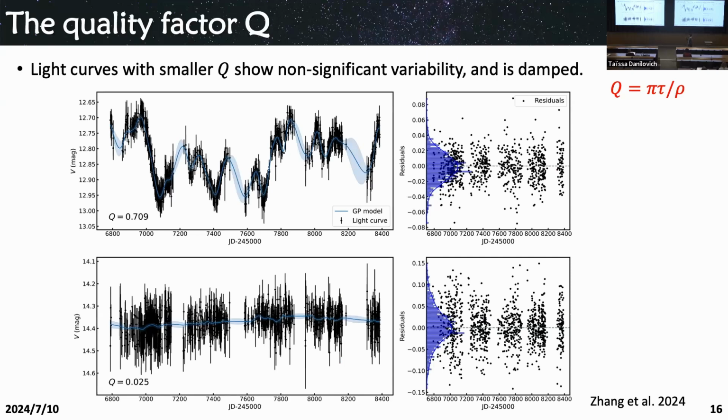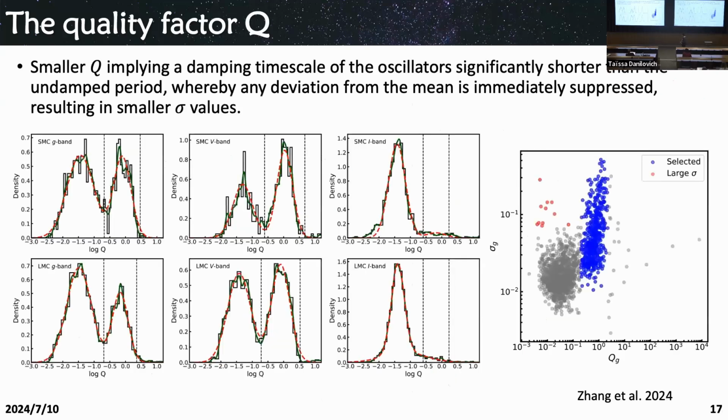For the larger Q values, the GP model reproduces the stochastic variability in the light curves well, but for the smaller Q values, the GP model can only capture a long-term trend. Indeed, the light curve shown here doesn't exhibit any significant variability. This makes sense because Q equals pi tau over rho. A smaller Q means that the damping timescale is much shorter than the undamped period, resulting in a light curve like this. So we conclude that the right peak can really represent the granulation signal we are looking for, and we use a double Gaussian fitting on the kernel density estimation of this distribution and select the right peak.